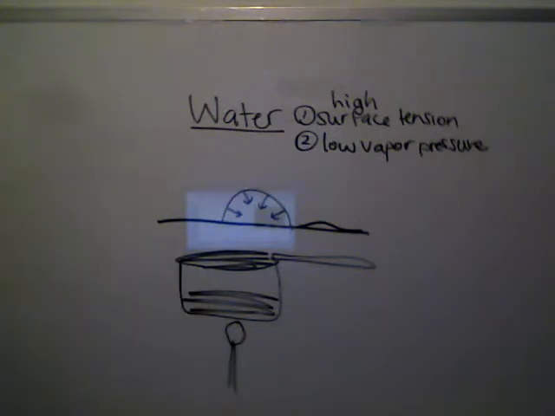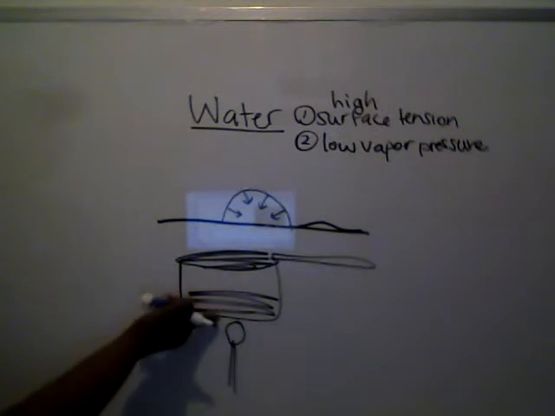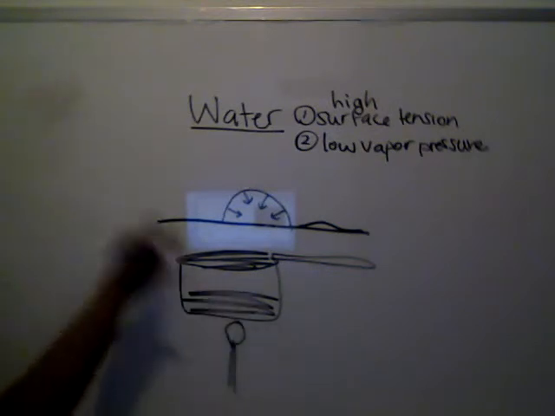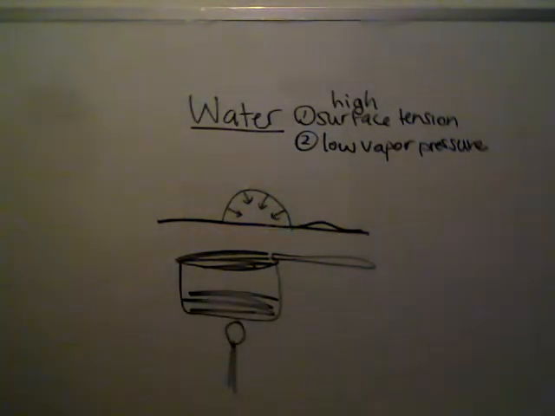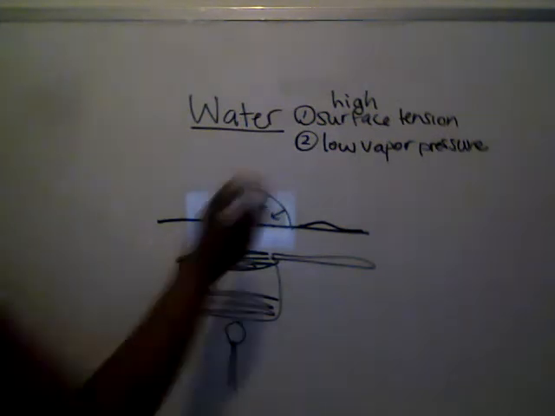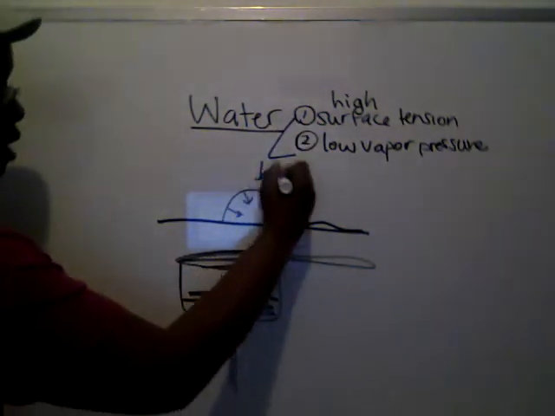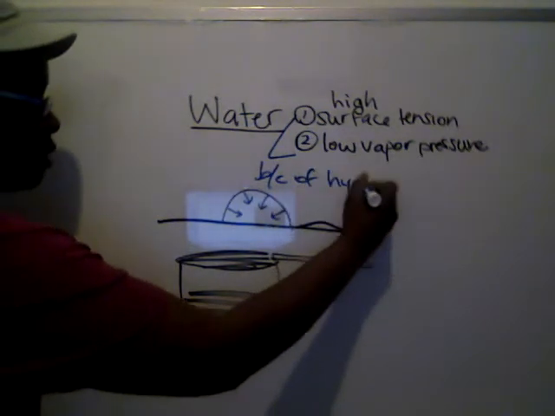It's going to take some time for you to get enough vapor pressure or get enough heat in this liquid for them to evaporate. So low vapor pressure just means this water is not going to easily evaporate. It's going to take time. And we said both of these properties are because of the hydrogen bonds.